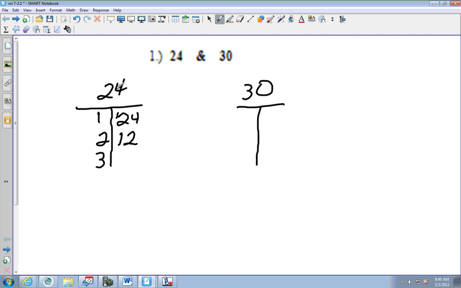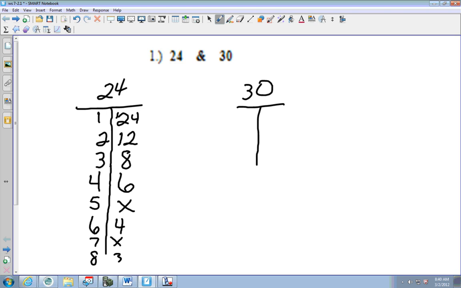3. 24 divided by 3 is 8. 4. 24 divided by 4 is 6. What about 5? 24 divided by 5 does not go in evenly. Yucky. What about 6? Oh, wait. Are we starting to repeat ourselves? Because I go to 7 doesn't work, and 8, and 3, right?